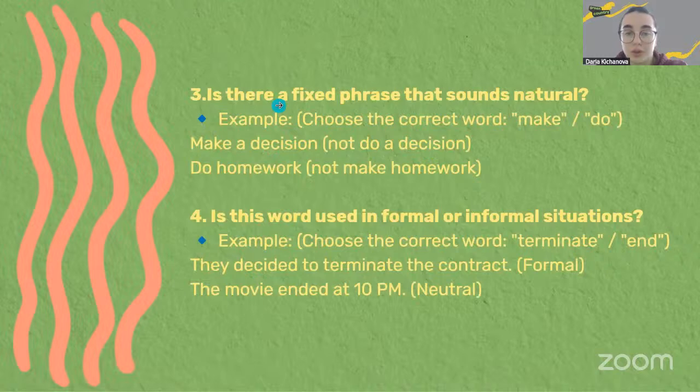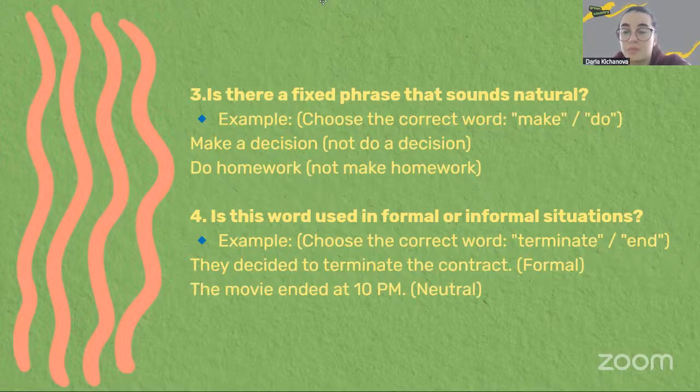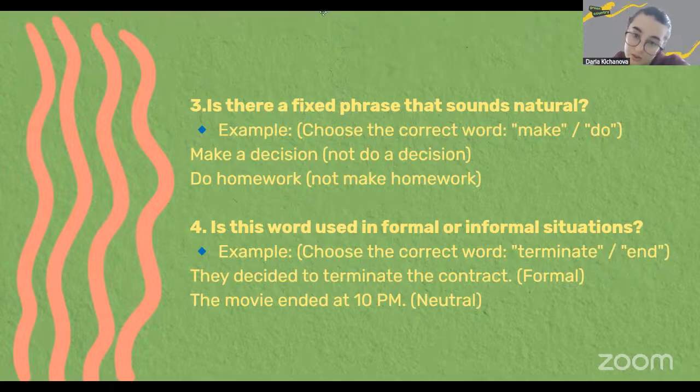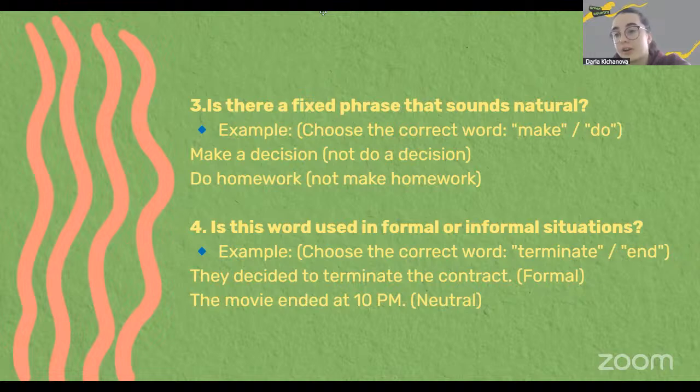The third question, is there a fixed phrase that sounds natural? As I told you before about making decisions or doing decisions, you should remember that we have a fixed phrase that means make a decision and, for example, do homework. So we don't make homework, we always do it. And you just need to remember such words, such collocations that are fixed and we can't change them.